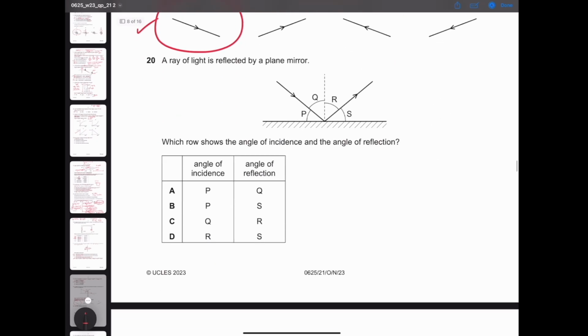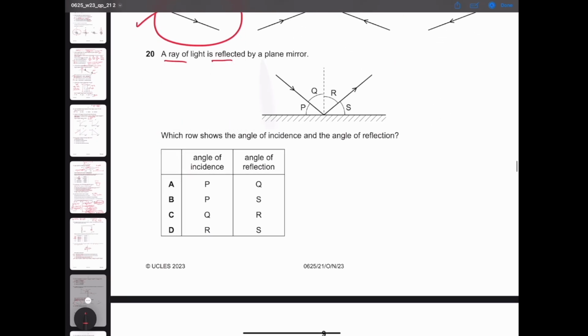A ray of light is reflected by a plane mirror. Which row shows the angle of incidence? We know that the angle should be taken from the normal. So this is the angle of incidence, and this is the angle of reflection. So Q and R should be the answer, option C.